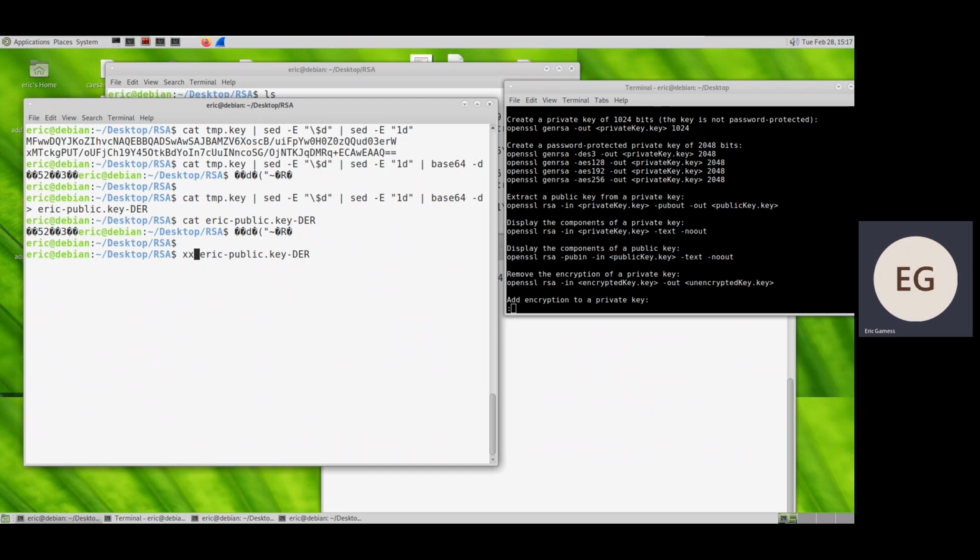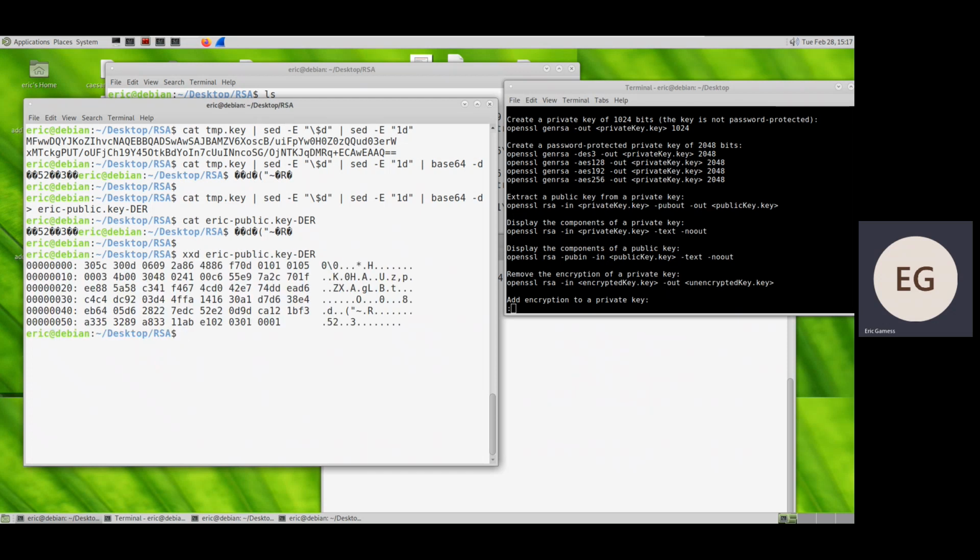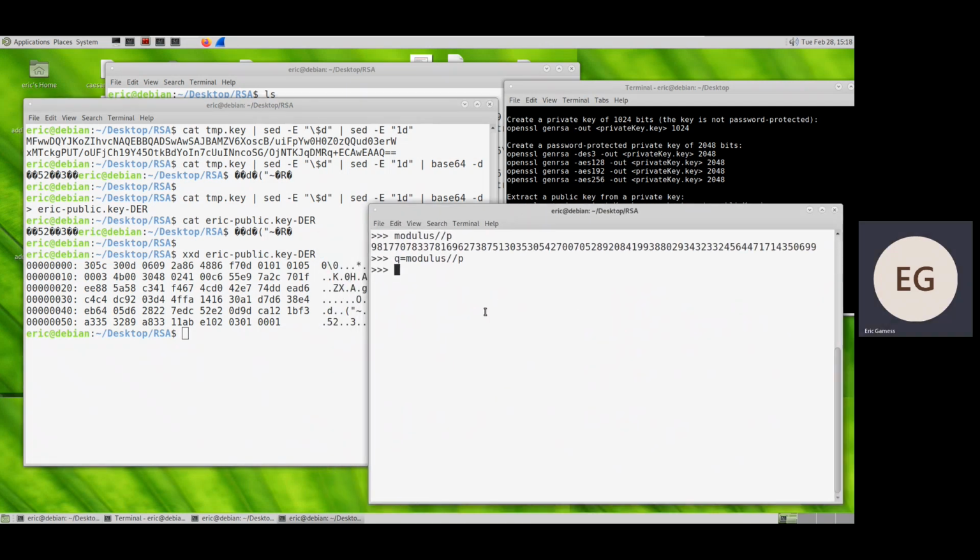Yeah, so xxd, and look at it, it is there. This is the content of my public key. So inside I should find the 2 integers, the public exponent and the modulus. So let's find them out. For example, I have the modulus in Python. If I type modulus, it will show me the modulus in, by default, base 10. How do I say I want to see the modulus in hexadecimal?